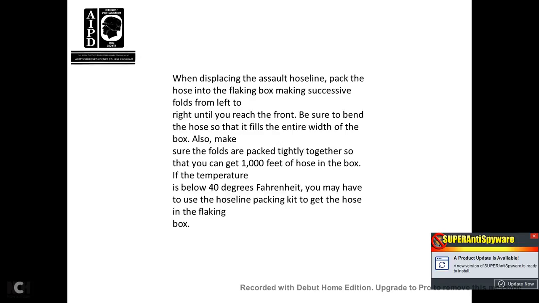Pack the hose into the flaking box, making successive folds from left to right, working from the front. Make sure the bend is such that the hose fits the entire width of the box. Also make sure the folds are packed tightly together so that you can get 1,000 feet of the hose into the box. If the temperature is below 40 degrees Fahrenheit, you may have to use a hose line packing kit to get the hose line in the flaking box.